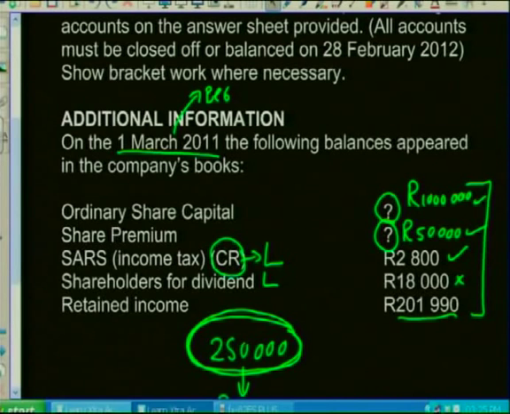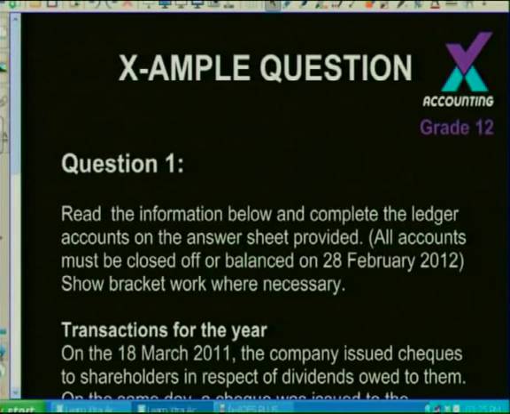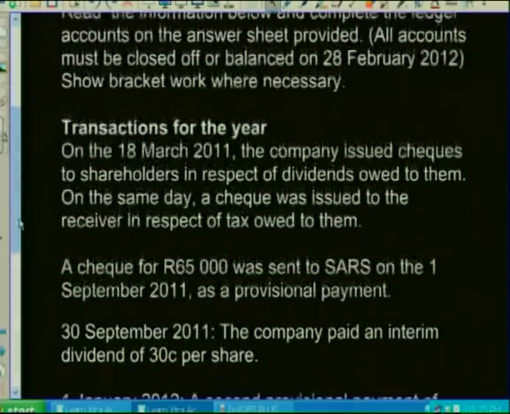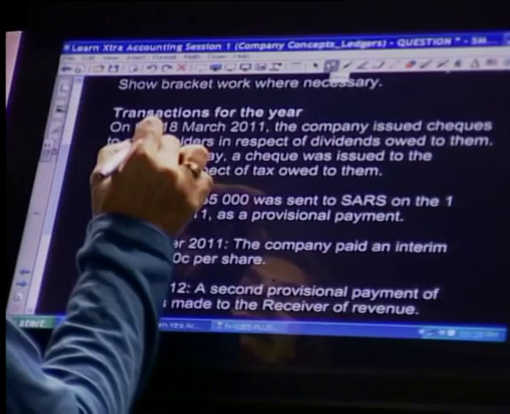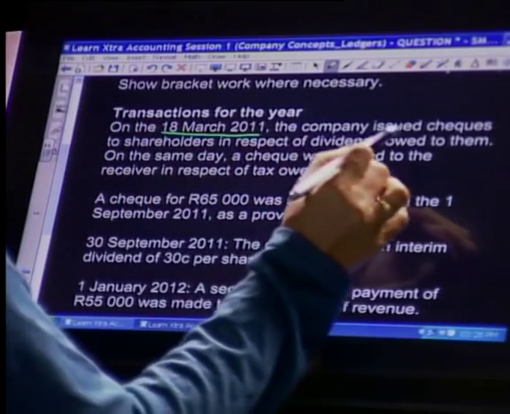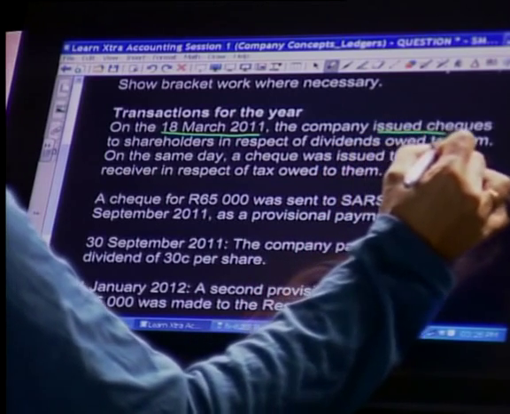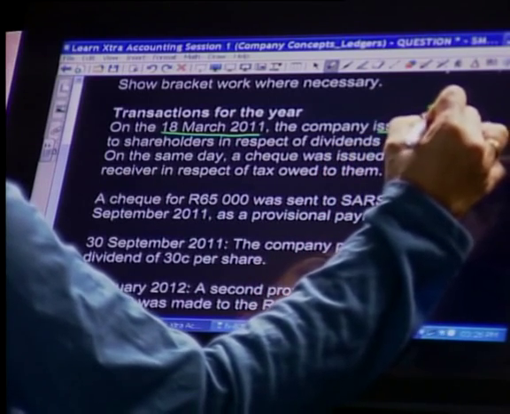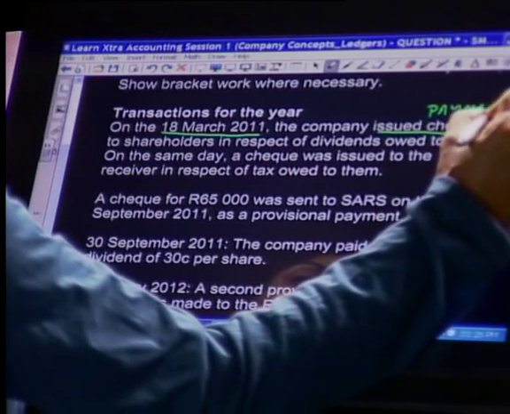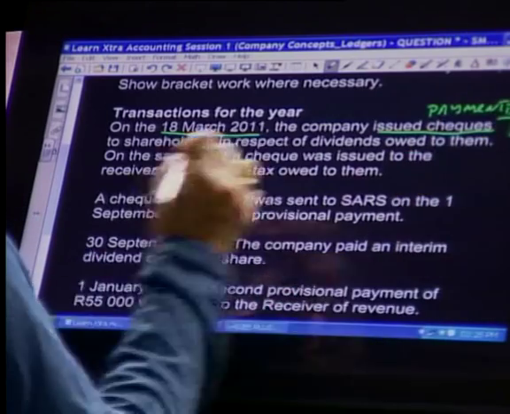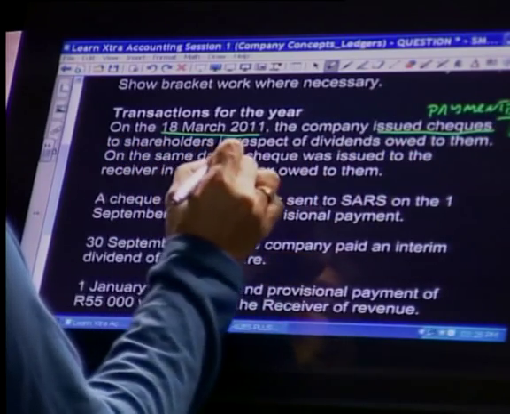Let's now move on to the rest of the information, where we obviously now going to come across our transactions for the year. In other words, what happened during the year, how these 6 accounts will get affected. On the 18th of March 2011, the company issued checks. So immediately issued checks means there is a payment taking place, and whenever you think of payment, you think of your bank account.